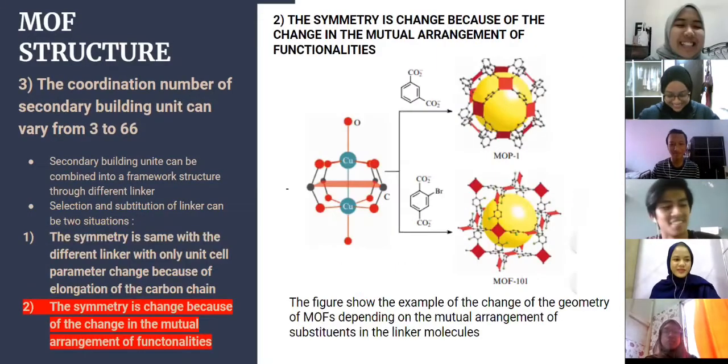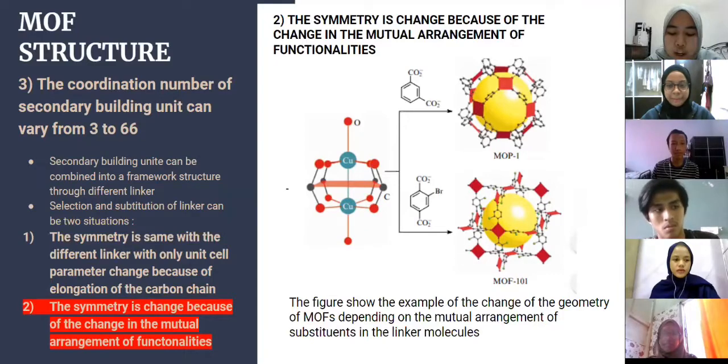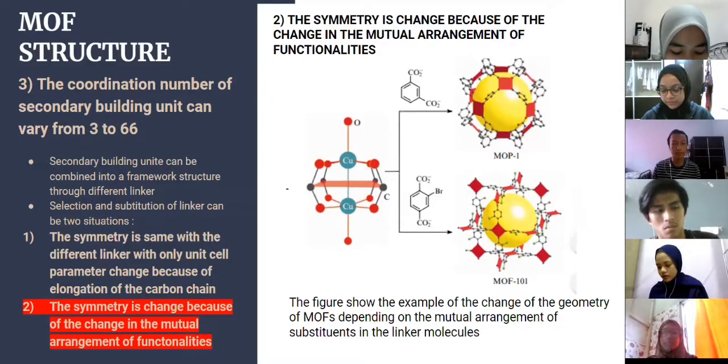Next. The selection and substitution can also lead to a situation where the symmetry is changed because of the change in the mutual arrangement of functionalities. This means that the change of geometry of MOF depends on the mutual arrangement of substituents in the linker molecule. Thus, if there is a change, the symmetry will change. As you can see in the picture, the figure shows the example of the change of geometry of MOF depending on the mutual arrangement of substituents in the linker molecule. The yellow sphere shows the pore volumes.